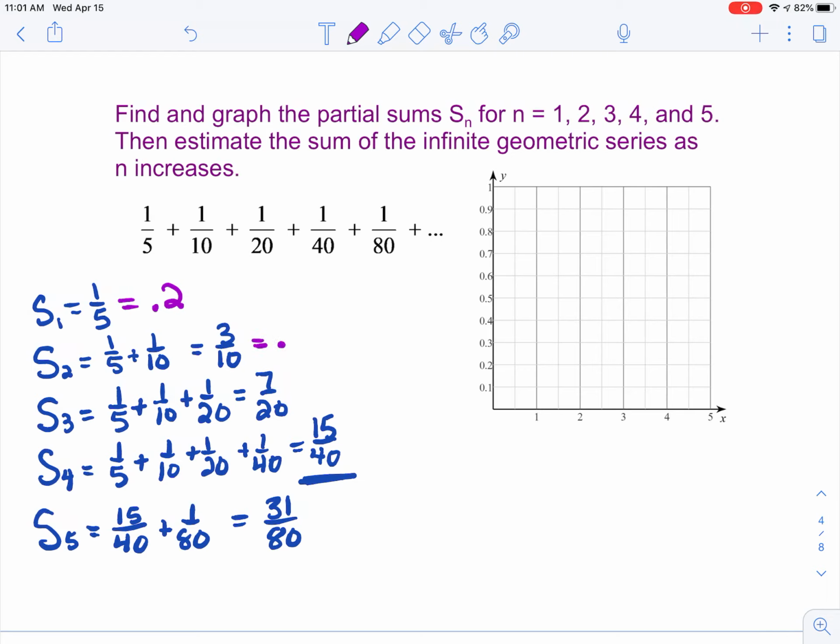So this one actually equals 0.2. This one is 0.3. This one is approximately 0.35. This one we have as 0.375. And this last one is 0.3875.